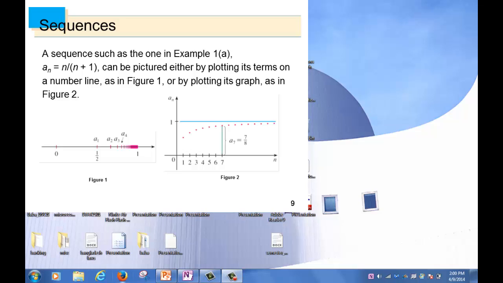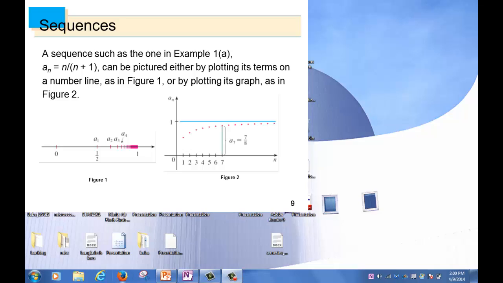What is more traditional graph of a function? The more traditional graph of a function is to plot it in the xy plane, where x values are the domain values, y values are the range values, right? So more traditionally, a function is represented this way. When n is 1, the value of the function is half. When n is 2, the value of the function is 2/3, right? So what's the height of the third point here? The height of the third point is 3/4, right?